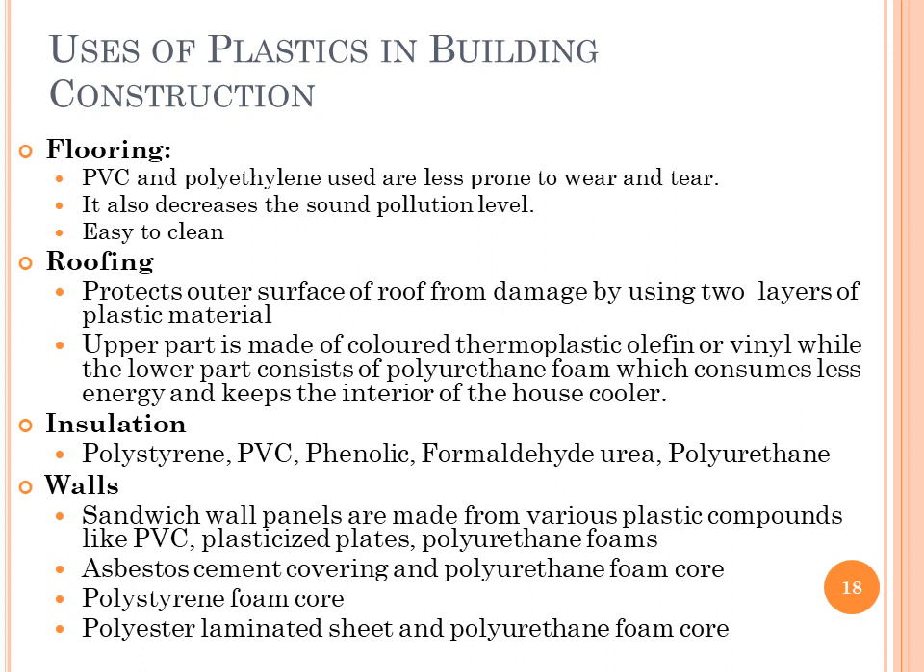Next is the use in constructing walls. Sandwich wall panels are made from various plastic compounds like PVC, plasticized plates, polyurethane foams, asbestos cement covering and polyurethane foam core, polystyrene foam core, polyester laminated sheet and polyurethane foam core.